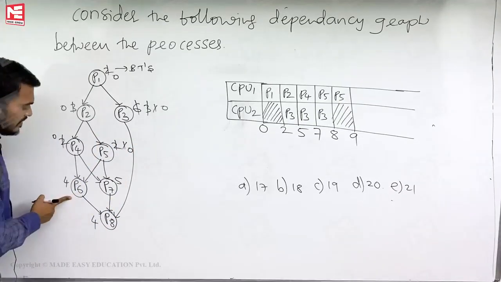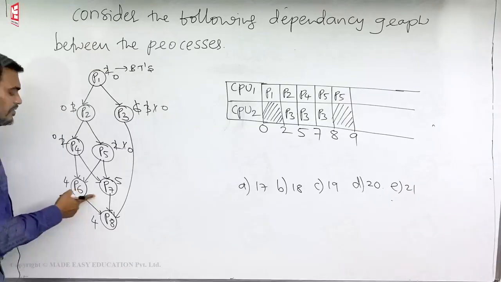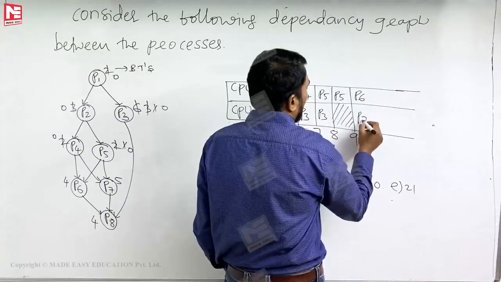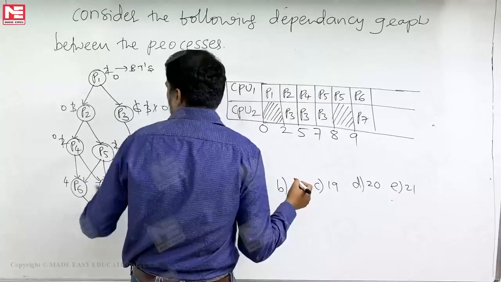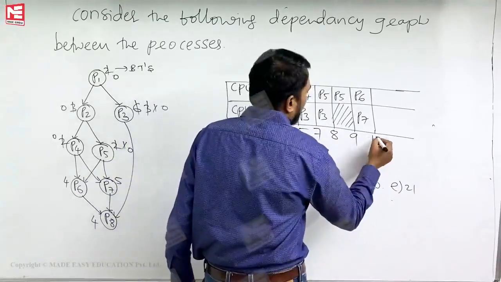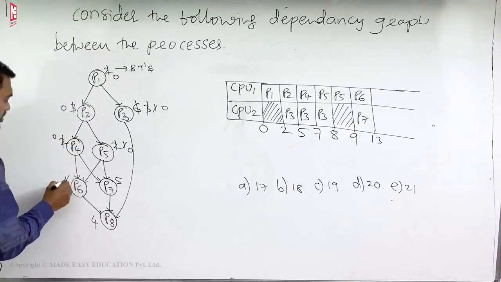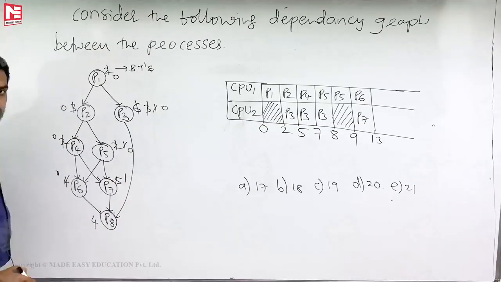Now, you can take either P6 or P7. दोनों आप चला सकते हो, दोनों एक CPU पे चला सकते हैं. So, next, I am taking P6 here and P7 here. So, this requires 4, this requires 5. So, that is how much here? Minimum you execute 4 seconds. That is 13. So, that becomes 0, that becomes 1.